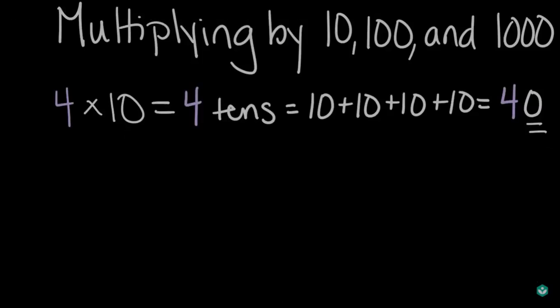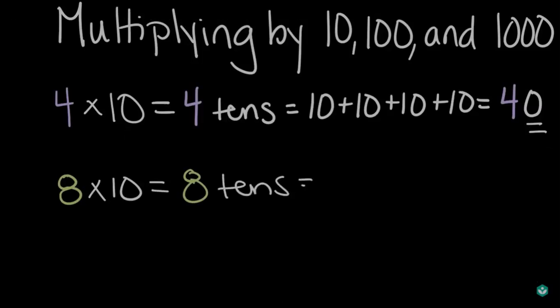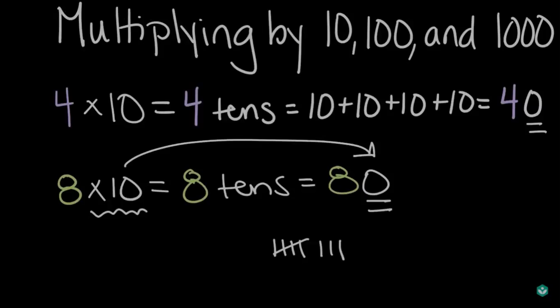So another example of that might be something like 8 times 10. Well, 8 times 10 is the same as 8 tens. And this time, let's just count them. If we count 8 tens, it'll be 10, 20, 30, 40, 50, 60, 70, 80. So when I counted 8 tens, the solution was 80, or an 8 with a 0 on the end. So times 10, when we multiply a whole number times 10, the pattern is that we end up adding a 0 to the end of our whole number.